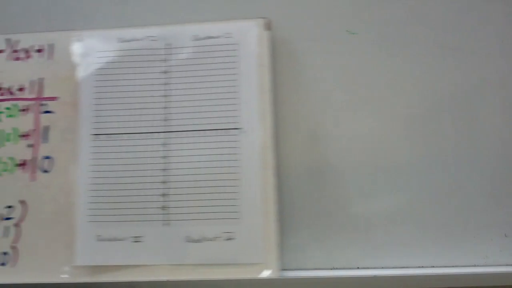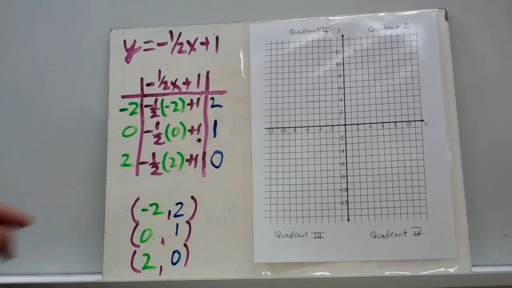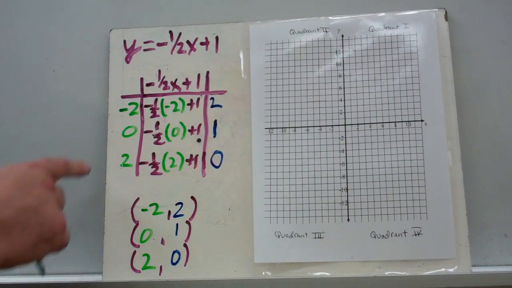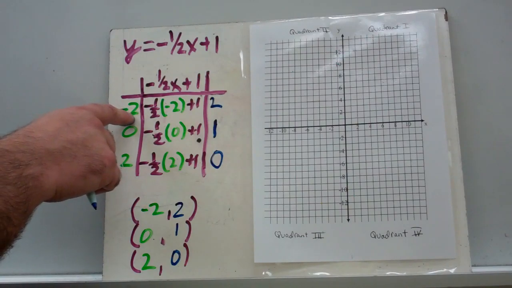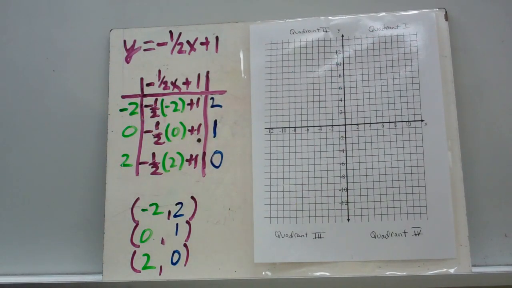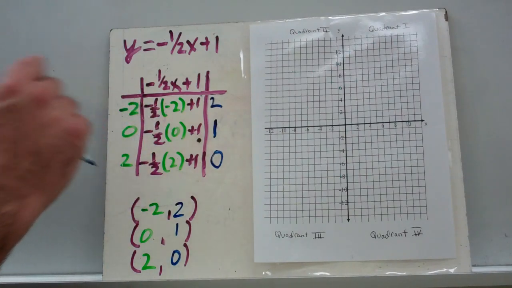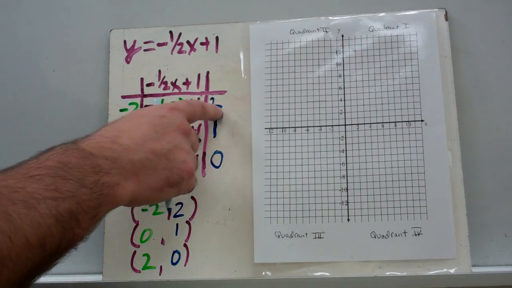All right, let's look at one last example. This one's a little different. In this case, we have y is equal to -1/2 x plus 1. Okay, so I'm going to set up my x and my y values here, and then I'm going to operate with my x values in my function. So -1/2 times -2, so negative times a negative is a positive, and then 1/2 of 2 is 1. So I have 1 plus 1, which leaves me with 2.